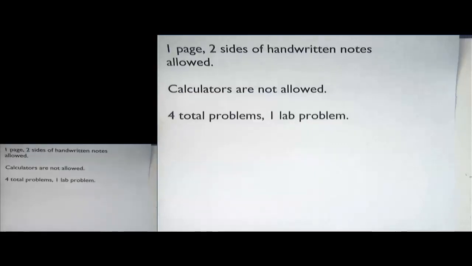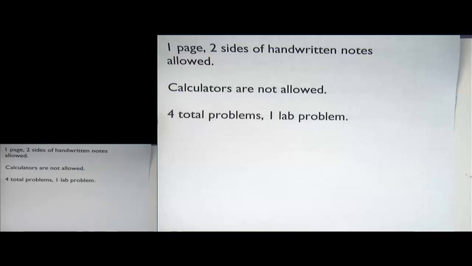There will be 4 total problems, one of which is a lab problem. So I will post up some of the previous midterms so that you can see the lab problem. All of the problems I've given before are already in the course notes. You'll see that they'll be labeled midterm problem. So just look in the chapters for other example midterm problems.